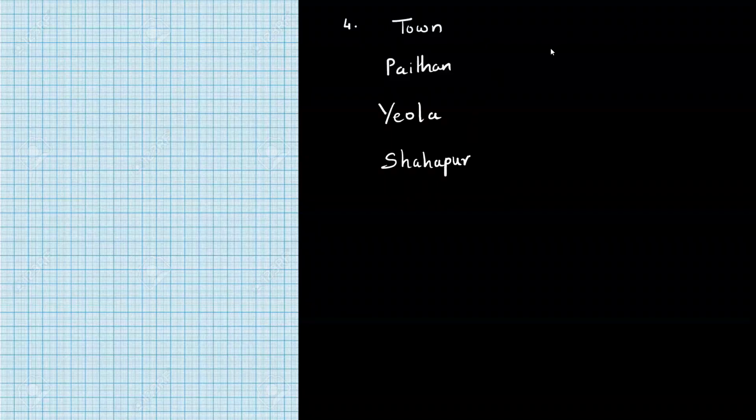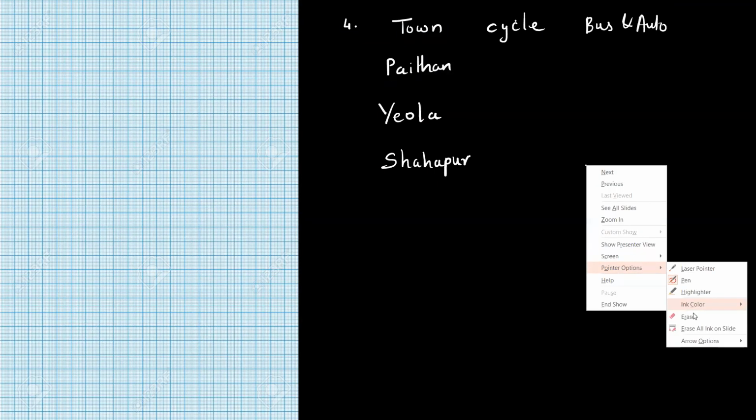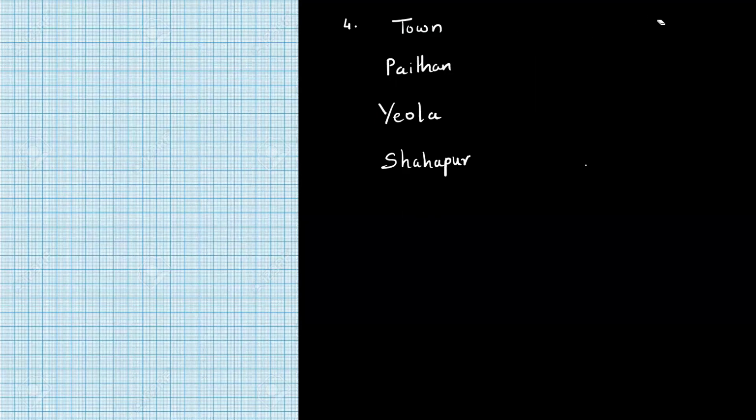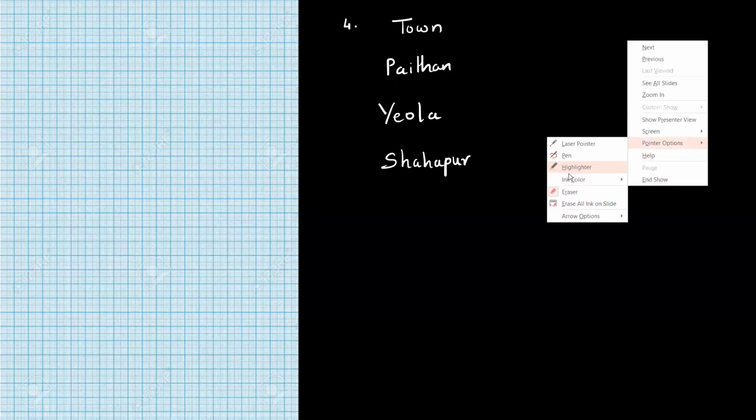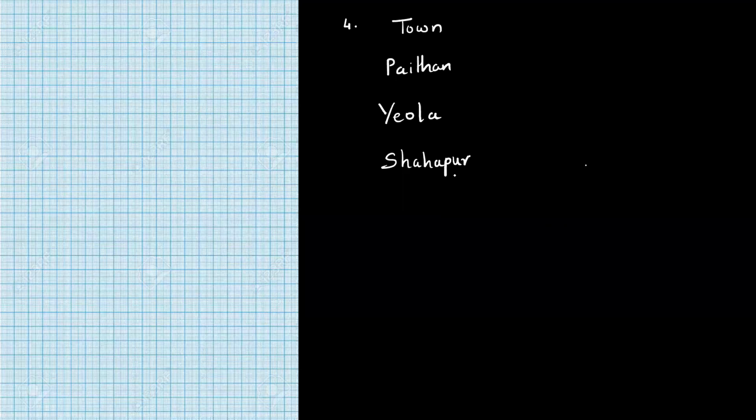There are 3 means of communications. One is cycle, one is bus and auto, third is on foot, and I've told you all we require total also.